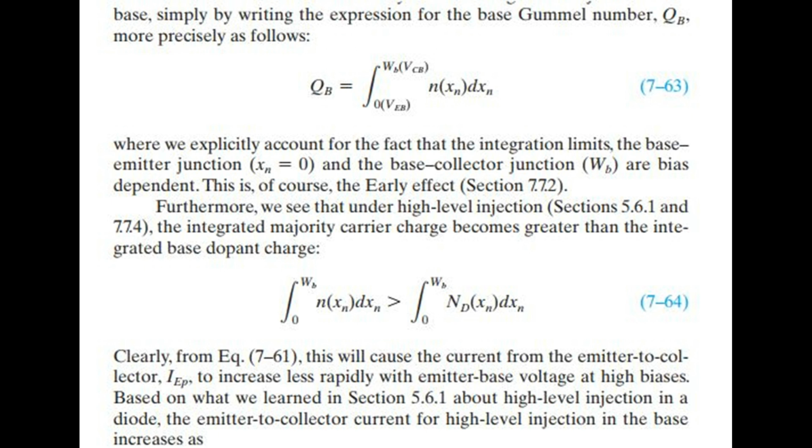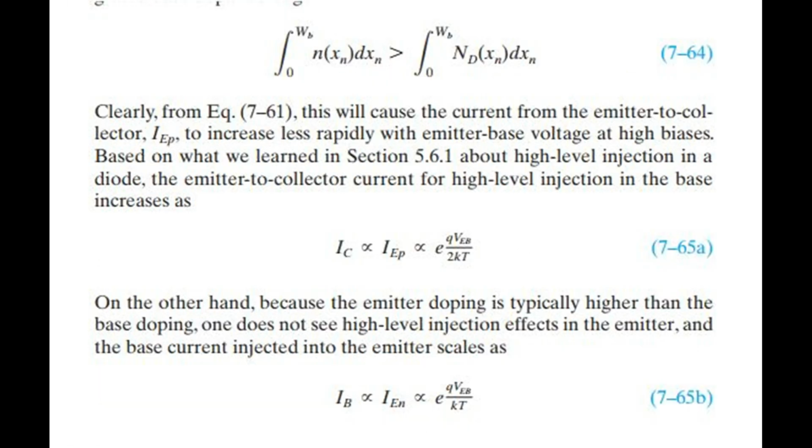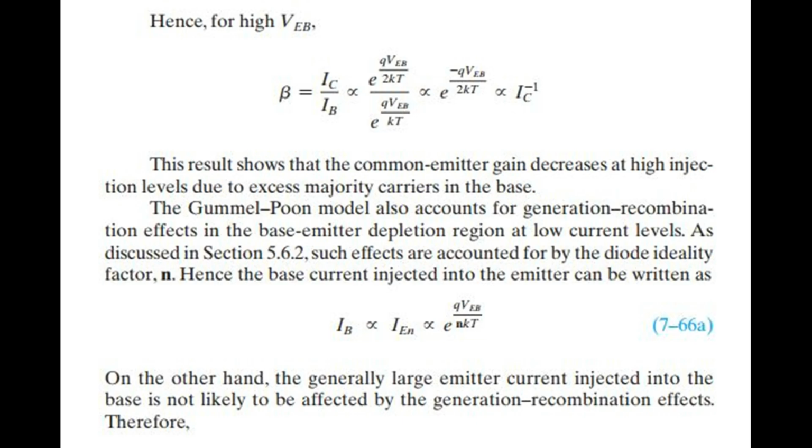Based on what we learned in section 5.6.1 about high-level injection in a diode, the emitter to collector current for high-level injection in the base increases as. On the other hand, because the emitter doping is typically higher than the base doping, one does not see high-level injection effects in the emitter, and the base current injected into the emitter scales as. Hence, for high VEB, this result shows that the common emitter gain decreases at high injection levels due to excess majority carriers in the base.